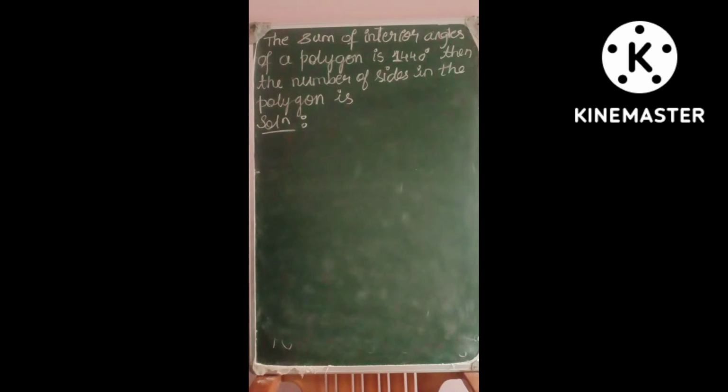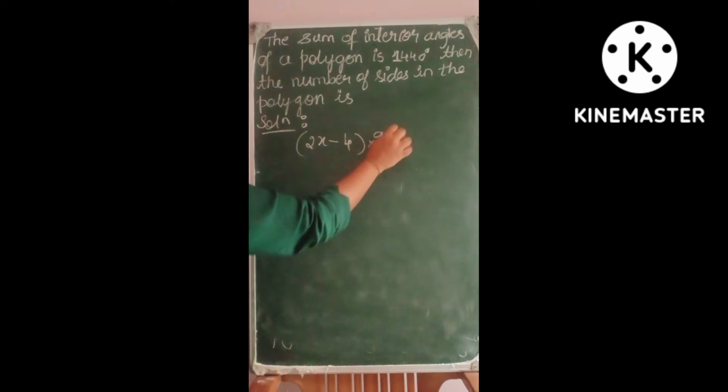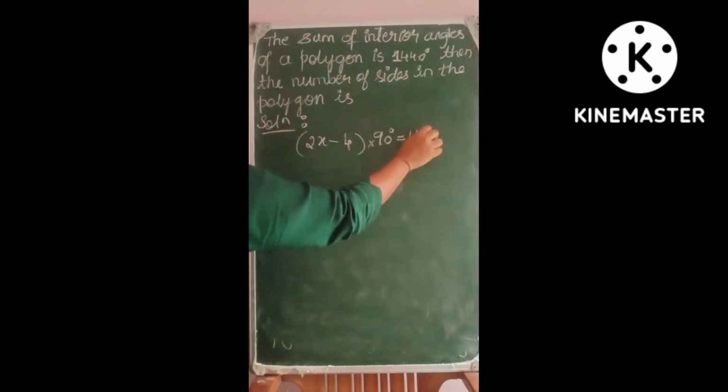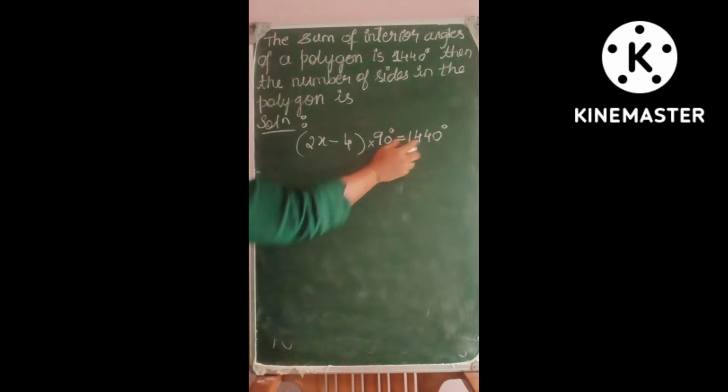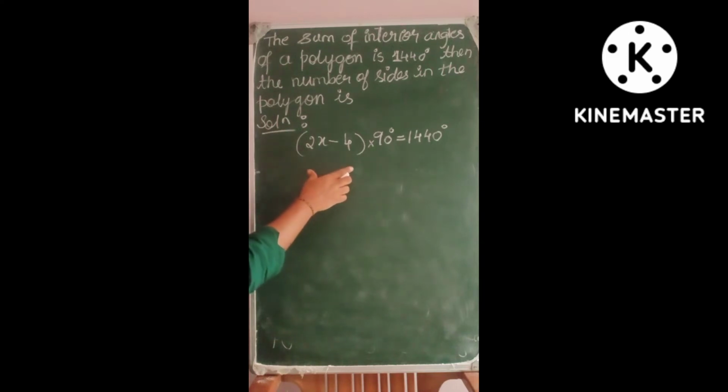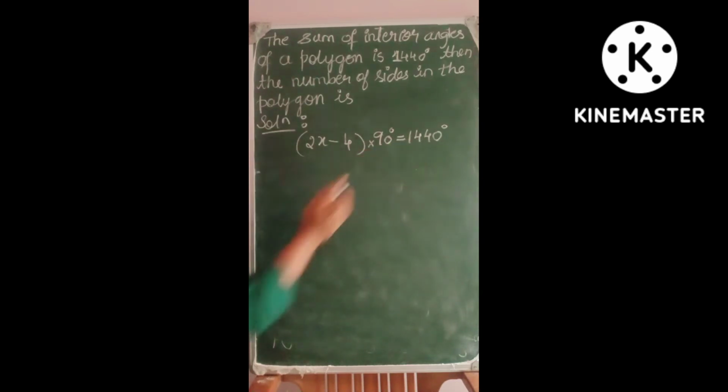So the problem is: the sum of interior angles of the polygon is 1440 degrees. Then the number of sides in the polygon is, we have to calculate the number of sides. In this problem, they have given 2x minus 4 into 90 degrees is equal to 1440 degrees. That is, the sum of all the interior angles of the polygon is equal to 1440 degrees. That is, 2x minus 4 into 90 degrees is equal to 1440 degrees.